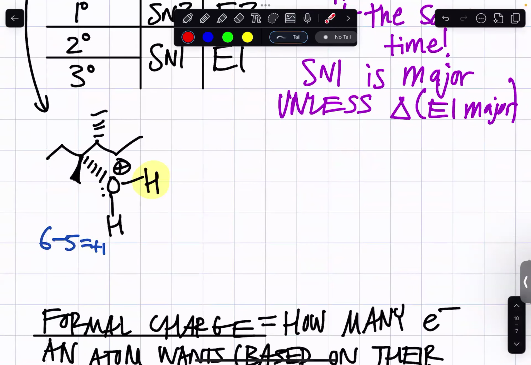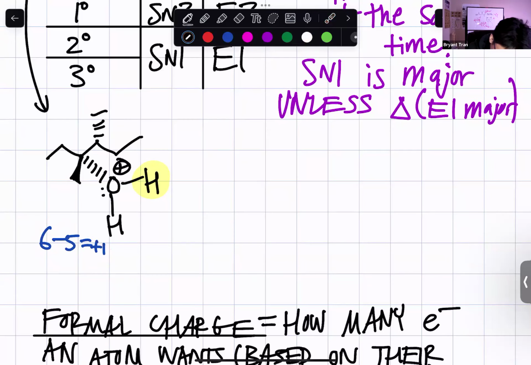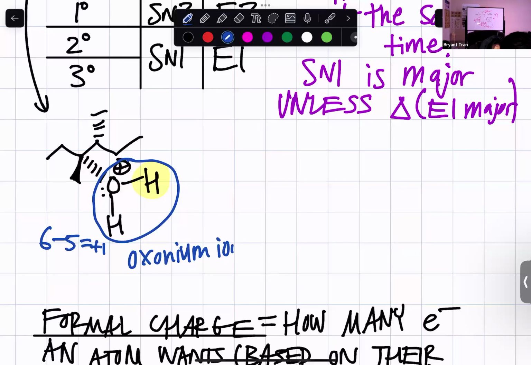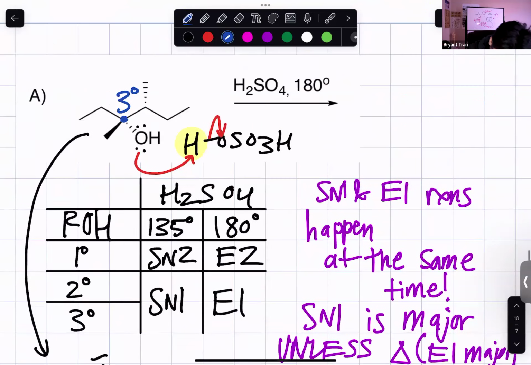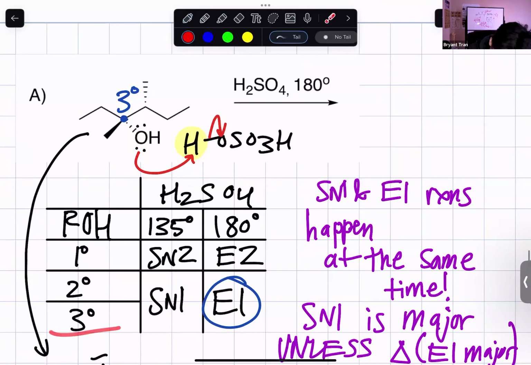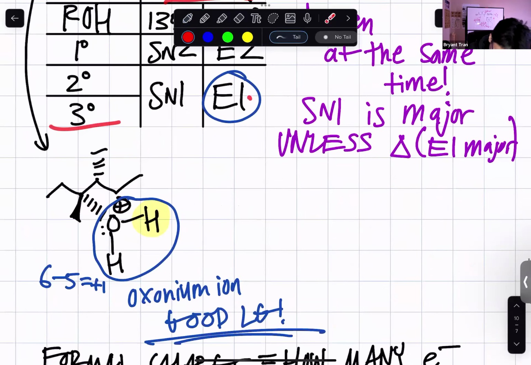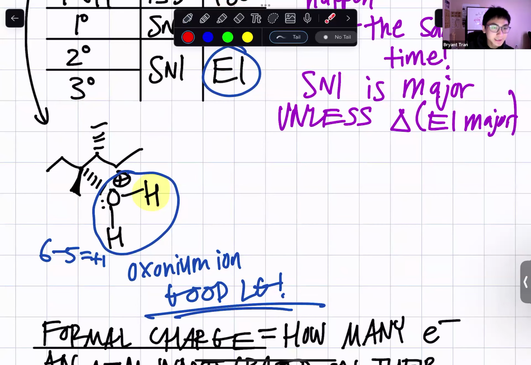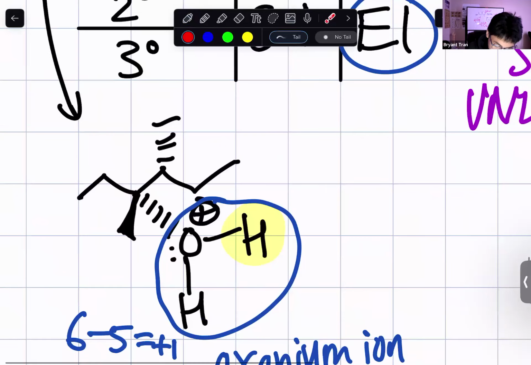Okay. But because this is now positively charged, this group here, the OH2 plus, is an oxonium ion, and this right here is considered a good leaving group. Right. And we said that this is going to do an E1 reaction based on the conditions: tertiary alcohol, H2SO4, 180 degrees, E1. And in all SN1 E1 reactions, do you remember what the very first step is? Like once we have the good leaving group for an SN1 E1 reaction?